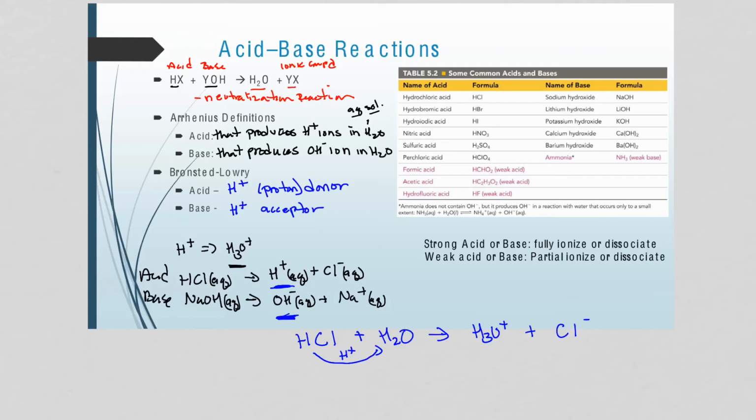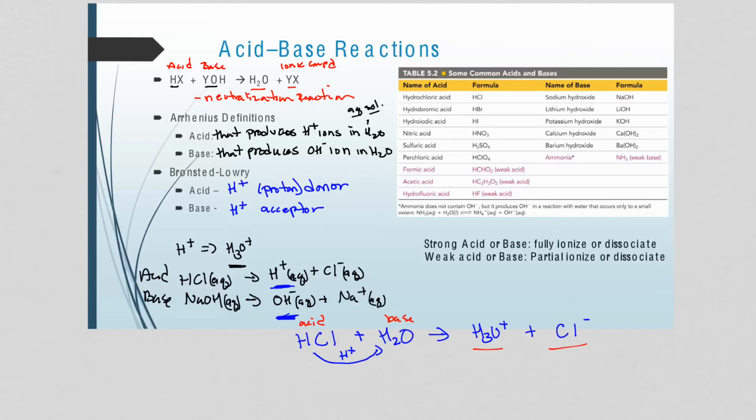So the HCl is functioning as the acid, right? The H+ donor, and the water is accepting it and functioning as the H+ acceptor to generate, in this case, the hydronium ion and the chloride ion. So we can look at acid-base reactions as an exchange of H+ ions, and this is sort of the Bronsted-Lowry approach to looking at them.